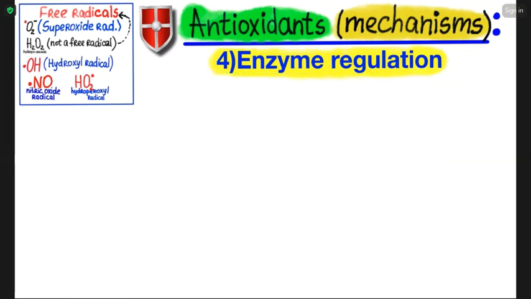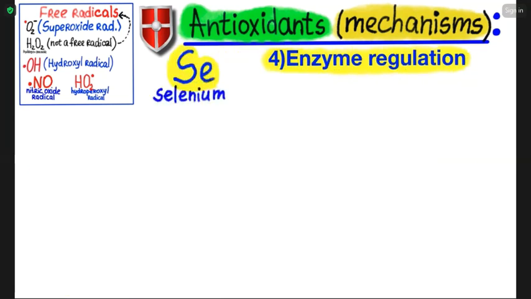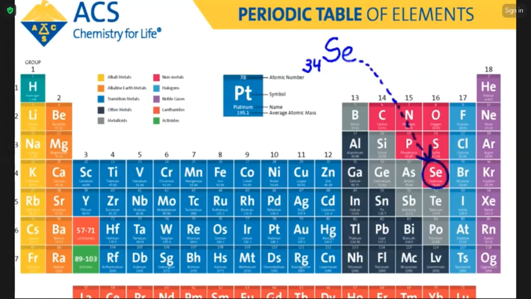Another important antioxidant is selenium. Selenium is a chemical element with the atomic number 34. It is a non-metal with properties that are intermediate between the elements above and below in the periodic table, sulfur and tellurium, and also has similarities to arsenic.